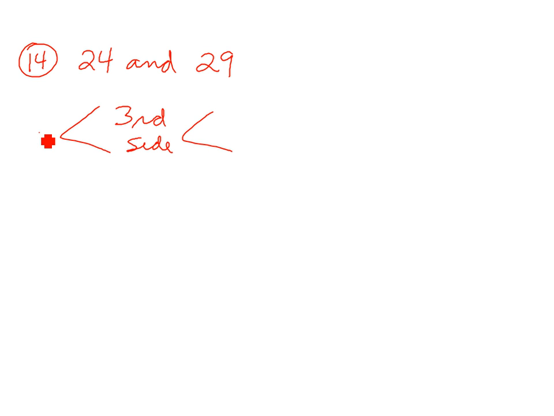How do you find the low end? Minus them both. Minus them. What do you get? 5. 5. How do you find the high end? Add them. What do you get? 53.